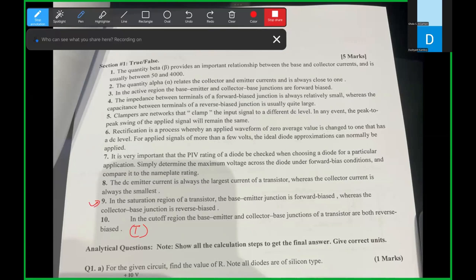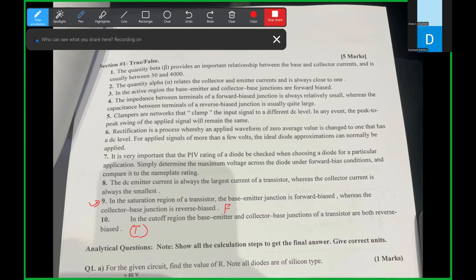Read the 9th. Saturation region: base emitter junction is forward bias, whereas the collector base junction is reverse bias. Check it. What are the conditions for the saturation region? No, both should be forward. It will be false, right?